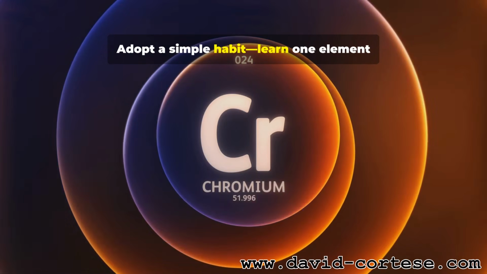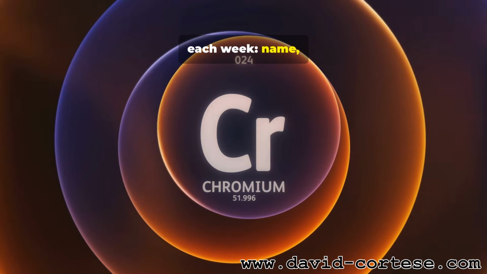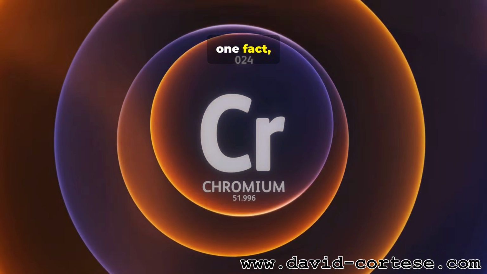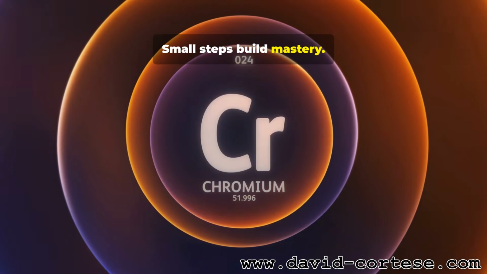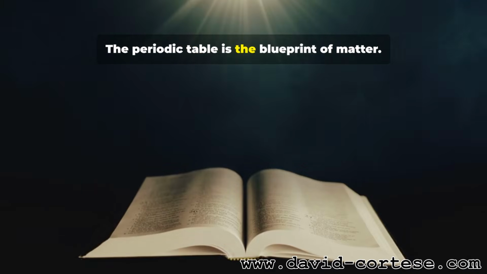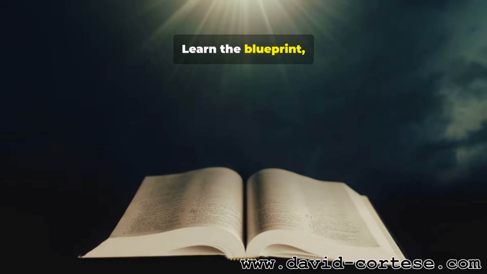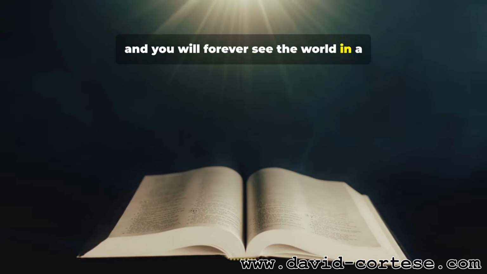Adopt a simple habit. Learn one element each week. Name, symbol, one fact, where it's found, what it's used for. Small steps build mastery. The periodic table is the blueprint of matter. Learn the blueprint, and you will forever see the world in a new light.